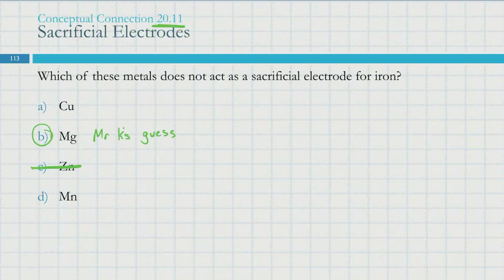You can check the conceptual connections section in your book. It's at the end of the chapter. There's all the answers to the conceptual connections in your book. Any questions before we wrap up electrochemistry? Okay.